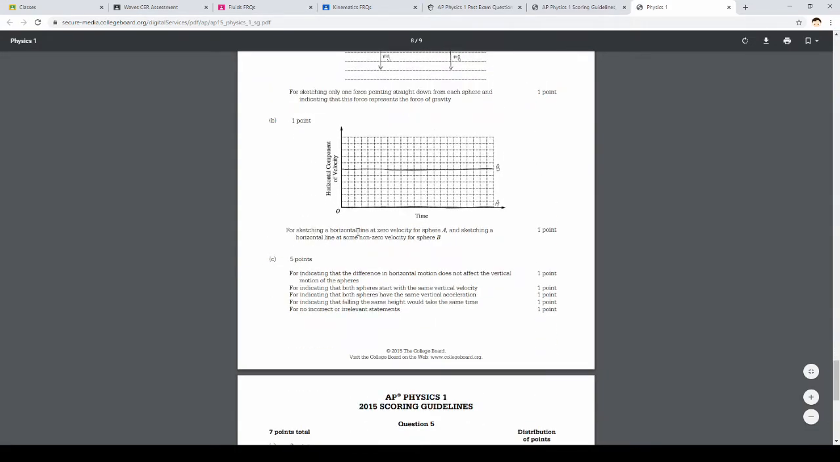For sketching a horizontal line at 0 velocity for sphere A, if we remember, sphere A was the one that was dropped, so the horizontal velocity of sphere A was 0 the whole time. And then we also have to have a horizontal velocity for object B, because horizontal velocity is constant. Objects do not accelerate horizontally as they fall. Both of those graphs are 1 point.